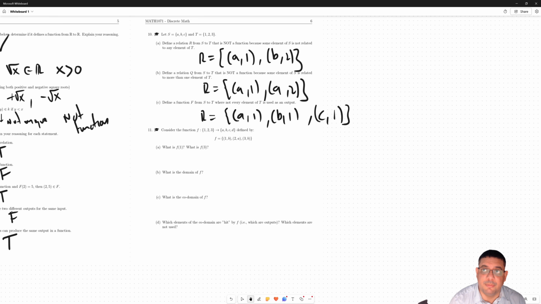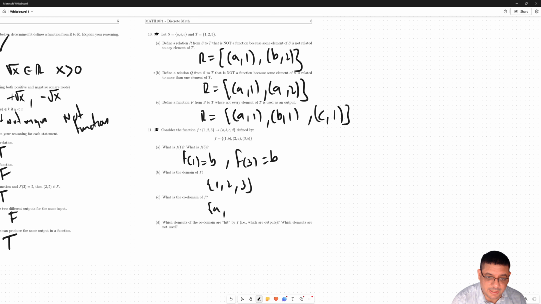Now, for number 11, we have a very specific function that is sending {1, 2, 3} to {A, B, C, D}, and is given by 1 to B, 2 to A, and 3 to B. So we want to recognize what is f of 1 and what is f of 3. According to this relationship, f of 1 is B, and f of 3 is also B. We want to recognize that the domain is {1, 2, 3}, and the codomain is {A, B, C, D}. It's very important to understand where the domain and codomain are in a function.